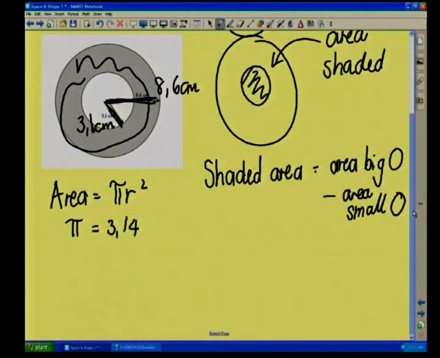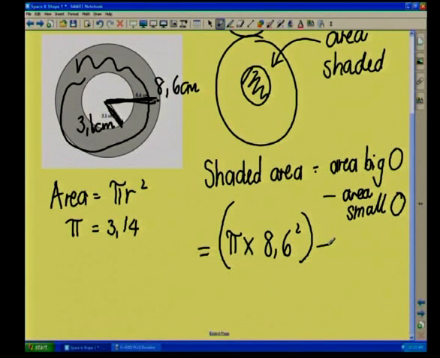Right. Okay, so my area of my big circle is going to be pi times the radius of my big circle, which is going to be 8.6 squared, minus the area of my small circle, which is going to be pi times 3.1 squared. And I can type this straight into my calculator as it looks right there and get an answer straight away.